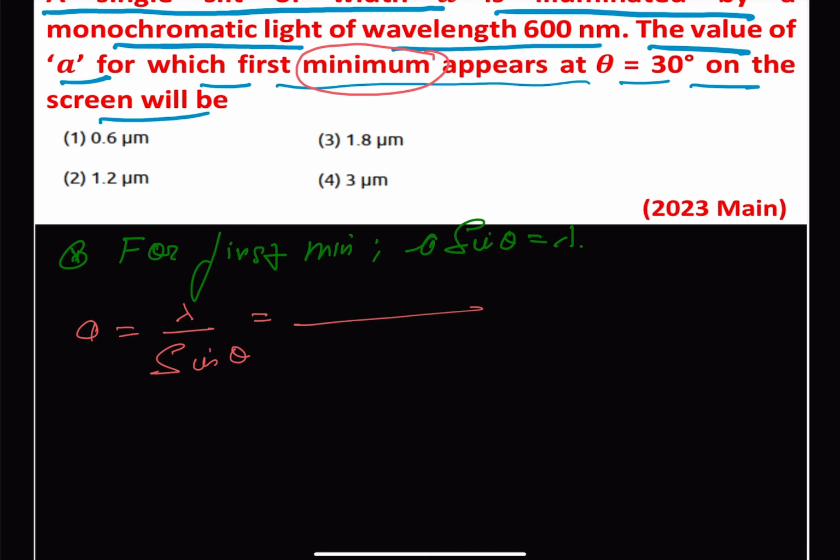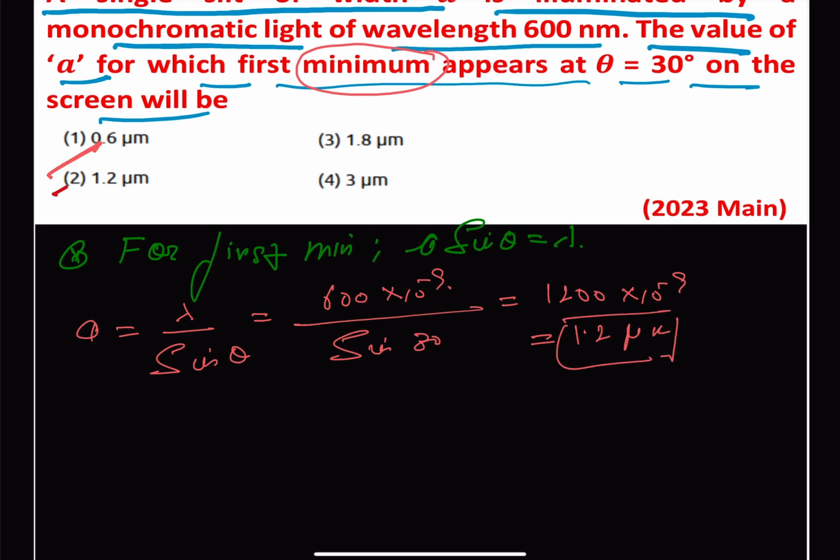Lambda is given as 600 nanometer, that is 600 into 10 to the power minus 9, and here we have sine of 30, and this is sine 30 equals 1 by 2, this comes as 1200, so we can write this as 1200 into 10 to the power minus 9, or we can write this as 1.2 micrometers. So option number 2 is the correct one. Two is correct.